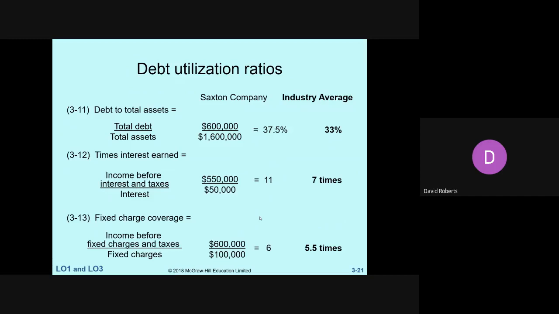What that means is if they have a bad quarter or a bad month or a bad year, and they only make $300,000 rather than $600,000, they still have $3 of money to pay their bills for every dollar that they owe, because you can't get away from fixed charges. It's something companies pay a great deal of attention to, and you should also. They're doing better than the industry average, which is 5.5.